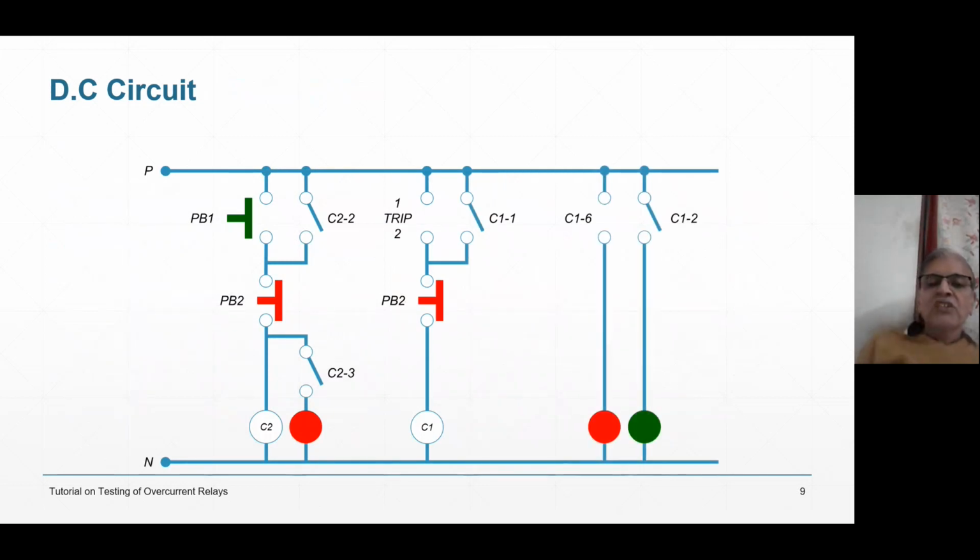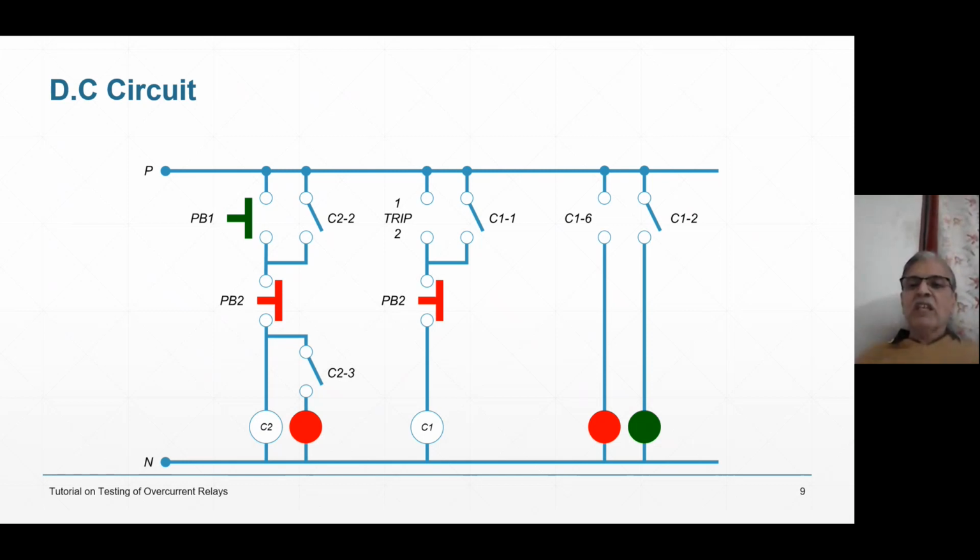So once C1 becomes energized, C11 will hold on C1. C12 will give green indication. That means the circuit has tripped. Now we are out of danger. C16, there is some typographical error. C16 is an NC contact, right? So when C16 operates, the red indication will extinguish. Means NC will become open and the red indication will extinguish.